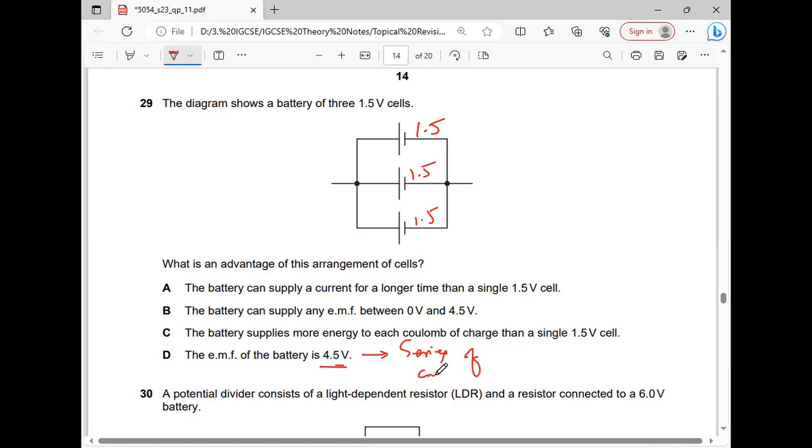In a series combination of cells, it will be 4.5. The battery can supply an EMF between 0 volts and 4.5? It is not a potential divider. So option B is wrong. Option D is wrong: the battery supplies more energy to each coulomb of charge than a single 1.5 volt cell? No, since these are connected in parallel, the energy level will remain the same. So which option is correct? Option A. And what is that? The battery can supply a current for a longer time than a single 1.5 volt cell.